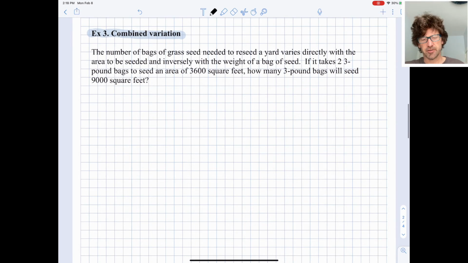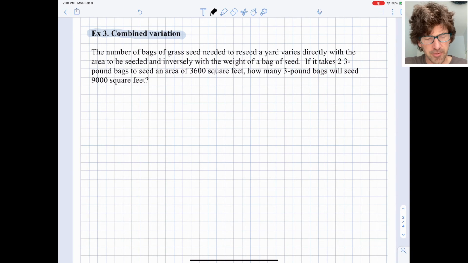The number of bags of grass seed needed to reseed a yard varies directly with the area to be seeded. Think about if that makes sense. The larger the area to be seeded, the larger number of bags you need. That makes sense, right? And inversely with the weight of a bag of seed. So as the weight of a single bag of seed goes up, the number of bags you need goes down. So that makes sense as well, that those would be inversely related.